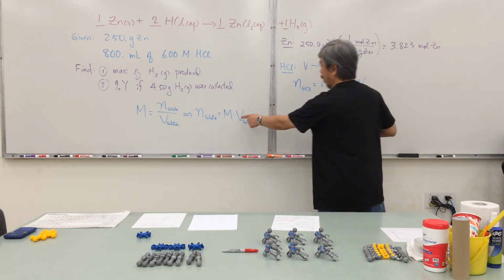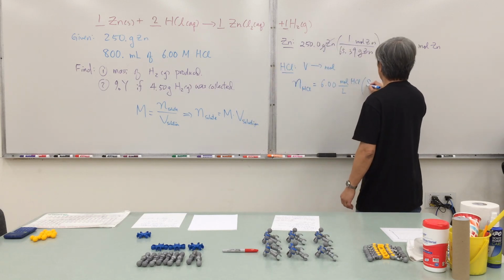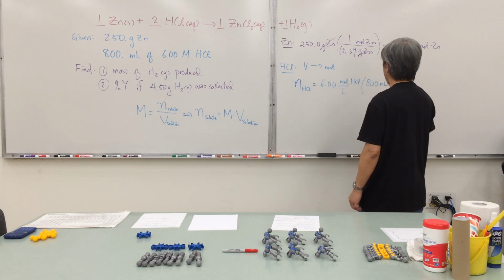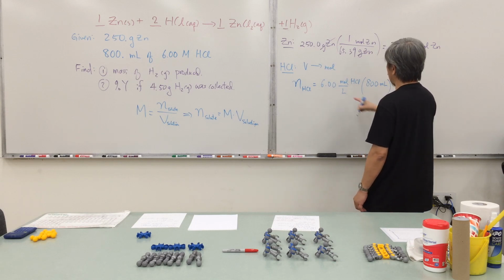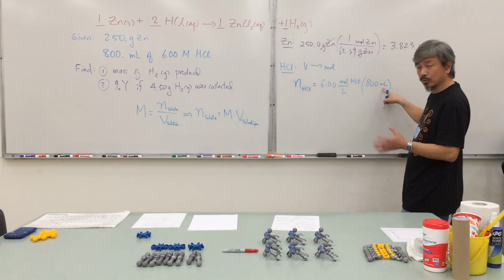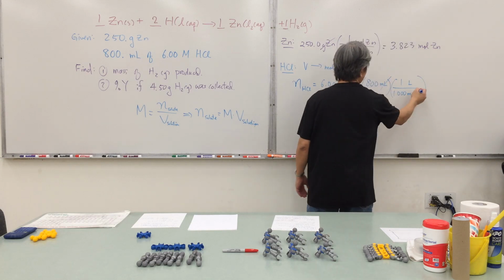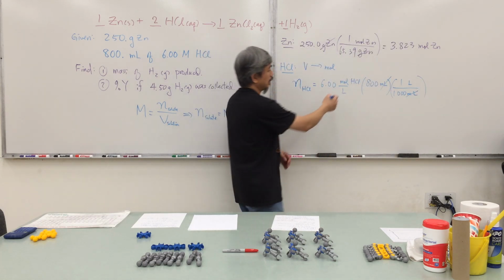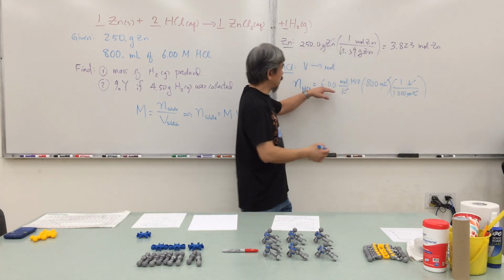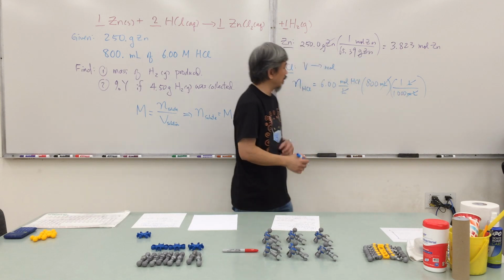Then I'll multiply it now by the volume, which is 800 milliliters. The problem, of course, is that the liter and milliliters don't quite cancel, so I need to do one more conversion. Okay, so I have 1,000 milliliters to 1 liter. So now notice that, oh, look at that, that's kind of nice. Milliliter goes away, the liter goes away. So now I have 6 times 8 divided by 1,000.